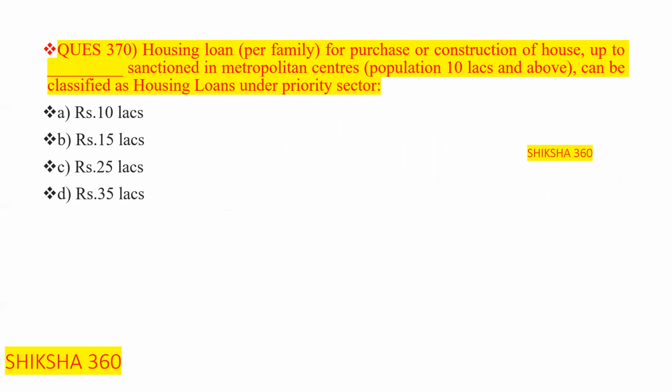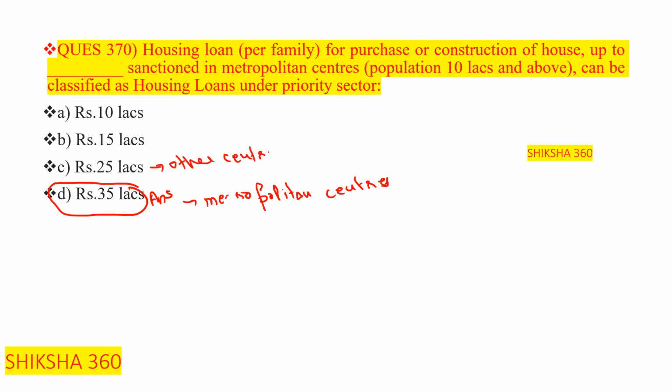Very, very important. Housing loan per family for purchase or construction of house up to a limit sanction in metropolitan centers, that is population of 10 lakh and above, can be classified as housing loan under priority sector. Options: 10 lakh, 15 lakh, 25 lakh, 35 lakh. So option D is the answer, that is 35 lakh. This is for the metropolitan centers. For other centers, the limit is 25 lakh. So please remember both the limits.